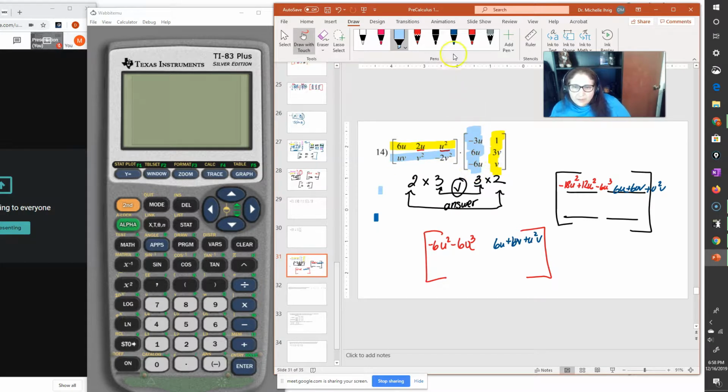Again, we're going to look here. Okay, uv times negative 3u is negative 3u squared v. V squared times u is plus 6uv squared. And then here, negative times a negative is positive 12uv squared. And all of that ugliness gets to go right here.